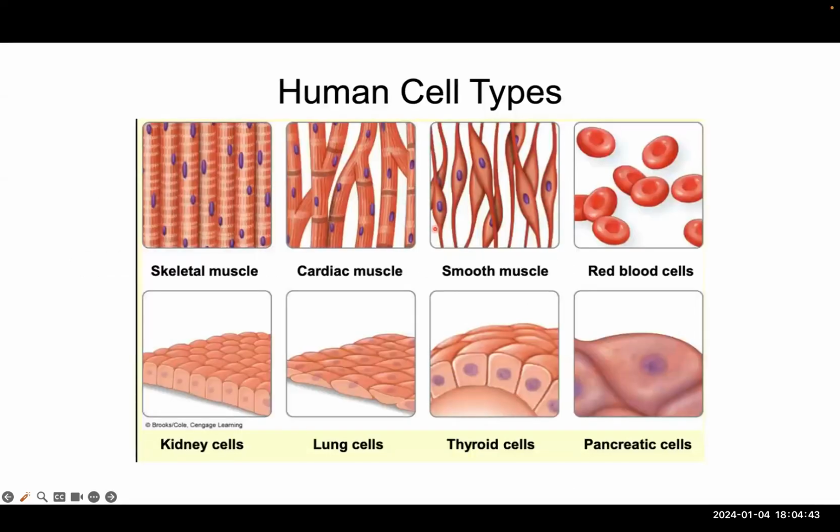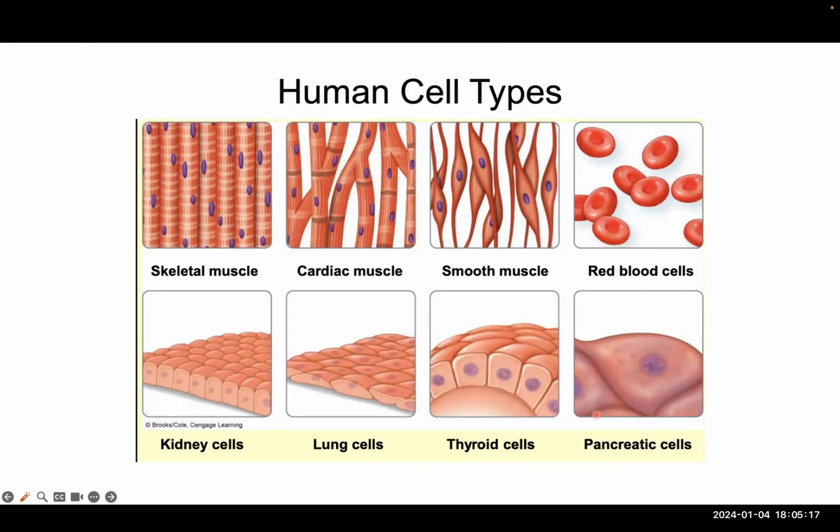In humans, we can look at a lot of different ways. We have things like muscle cells, skeletal muscle, cardiac muscle, smooth muscle. So you have like kidney cells, lung cells, thyroid cells, pancreatic cells. They're all going to look different. But something that's very interesting about this is even though all these different cell types we see look different, they have the same genetic material. Means in your body, you have skeletal muscle, and your kidney cells and your thyroid cells, they all have the same genetic material on the inside.